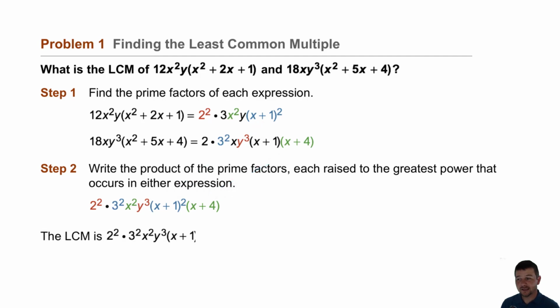So we can state the LCM is 2 squared times 3 squared times x squared times y cubed times the binomial x plus 1 squared times the binomial x plus 4. Or, simplifying, 36x squared y cubed times x plus 1 squared times x plus 4.